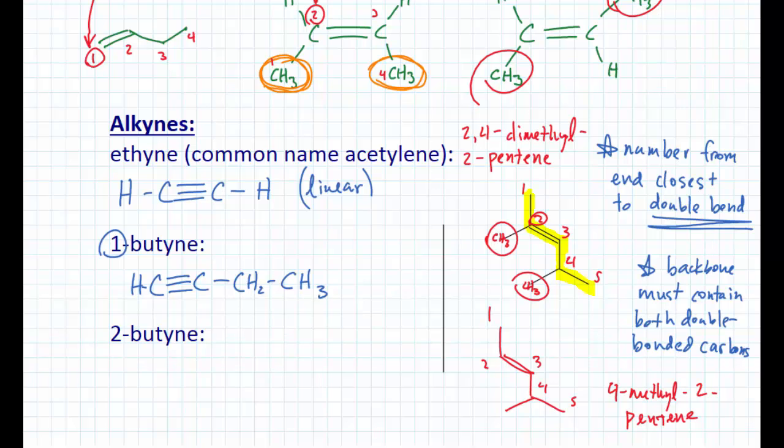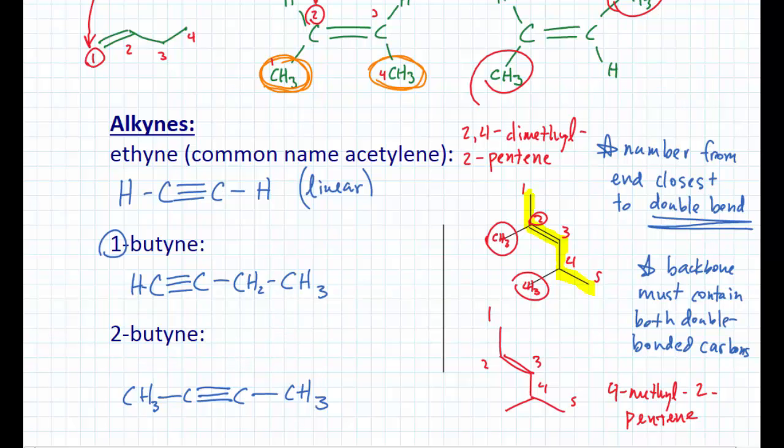2-butyne is the same except, yep, it starts at 2. It's between 2 and 3. So, you know, a lot of times it's easiest just to draw those C's. Let's make the triple bond there. Okay, something like that. And I've got CH3, and then CH3. Okay. So, anybody have any questions?